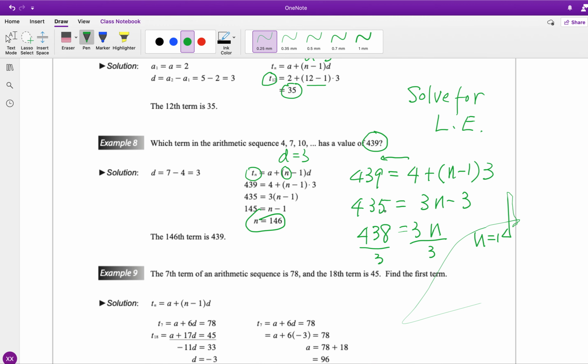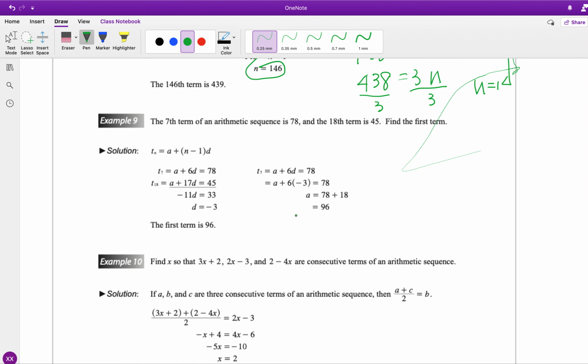146. Okay. Your textbook does something, as a matter of fact, that is quicker and smarter, so you don't have to multiply out. After you move the 4 to the other side, you just have 3 times n subtract 1, and then you divide by the 3 first, and then move the 1 to the other side. All right.